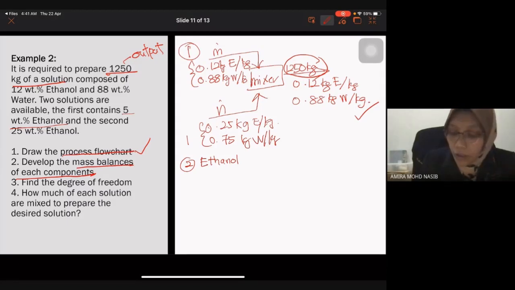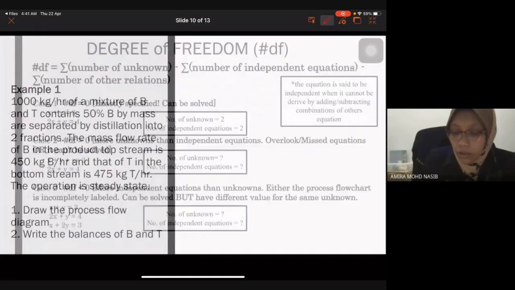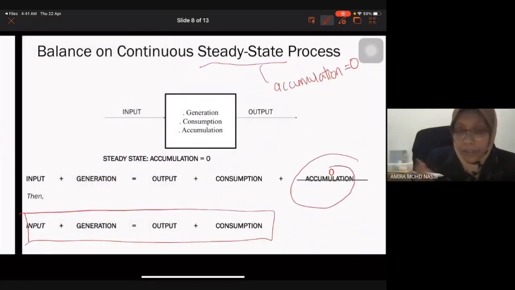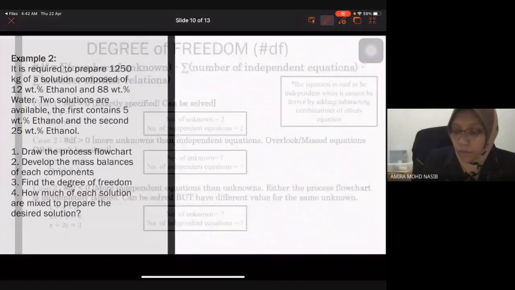So for the mass balance for ethanol, going back to the conservation law, input equals output. Why? Because this is a non-reactive chemical process, there is no reaction occurring in the mixer. So where there is no reaction, what equals 0? Your generation and also your consumption equal 0.